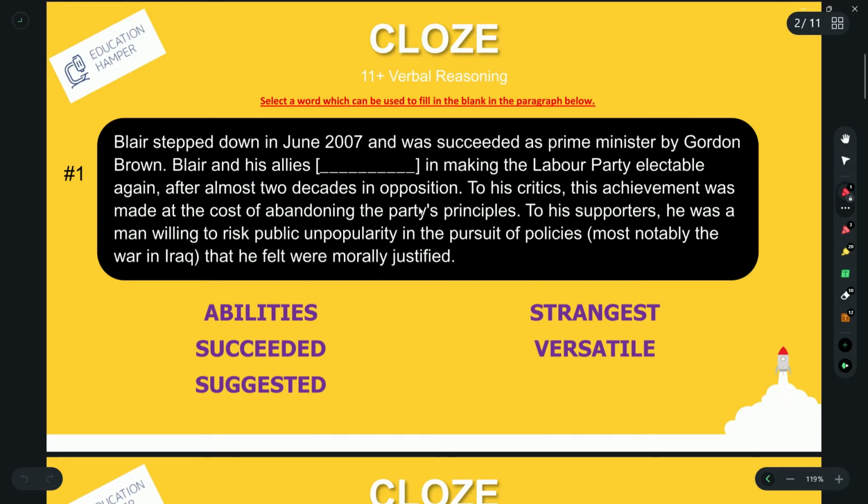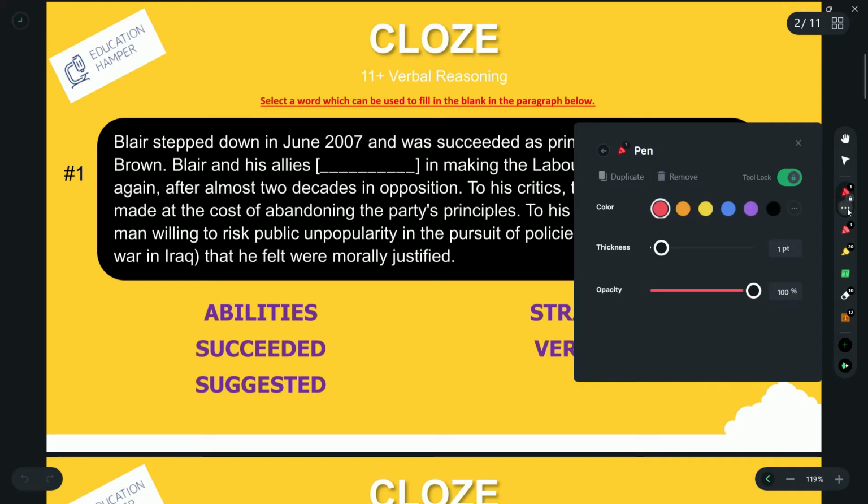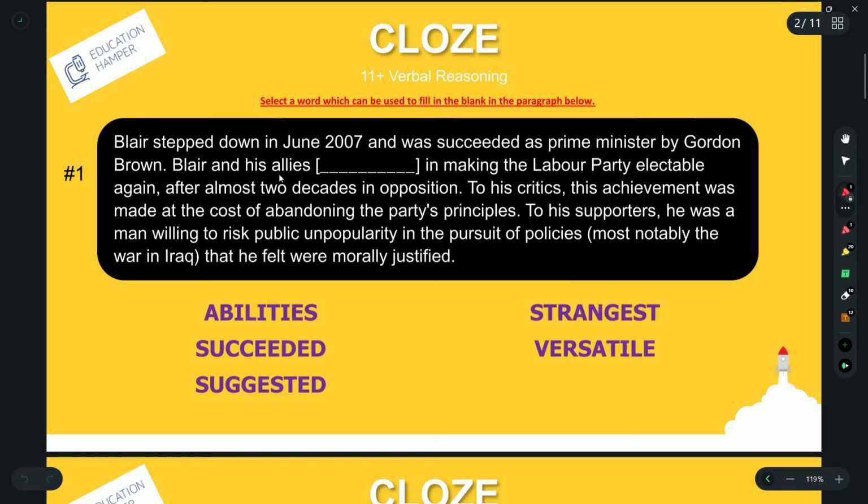So let's go back to the examples here. Let's get the pen. Blair and his allies. The best way to do this is probably to try and put in some words and see if they make any contextual sense. So Blair and his allies, first word, abilities, in making the Labour Party electable again. It doesn't feel like it's the correct word. It doesn't fit the context of that sentence. So I think we can cross that one off.